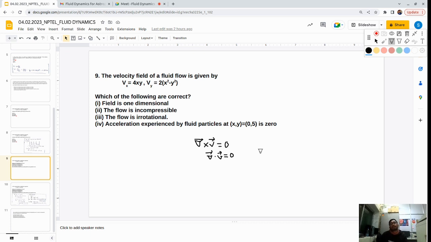The logic is that if divergence goes to zero, that's fine, but how is this related to incompressibility? Incompressibility is basically that the density has to be conserved, right? So how does this give you the density conservation? Are you familiar with the mass continuity equation? Yes. What does it tell?